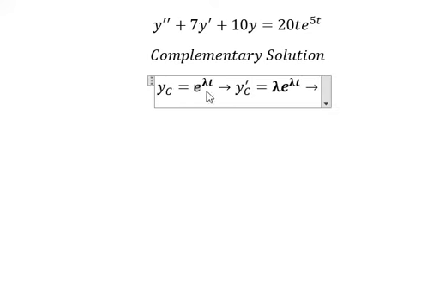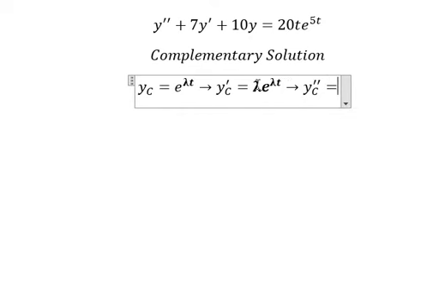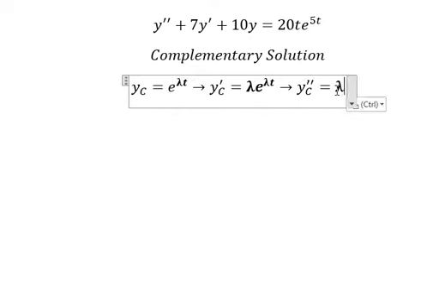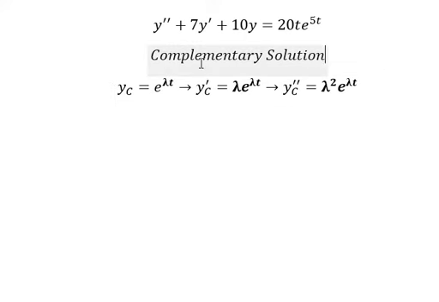Because if we do first the derivative of this one, we keep the same e to the power of lambda t. Later, we do the first derivative of lambda t, we have lambda. Next, we do the second derivative of this one, and we have lambda squared e to the power of lambda t. Because this is the complementary solution, this one equals 0.